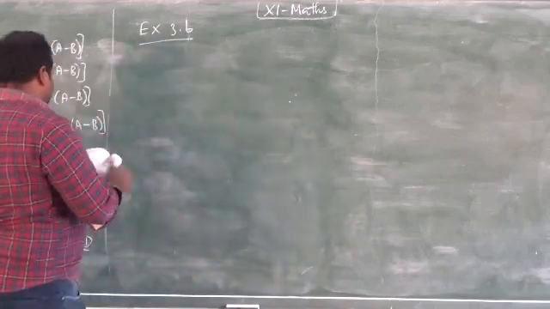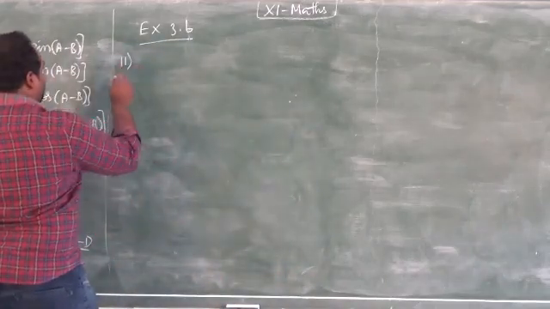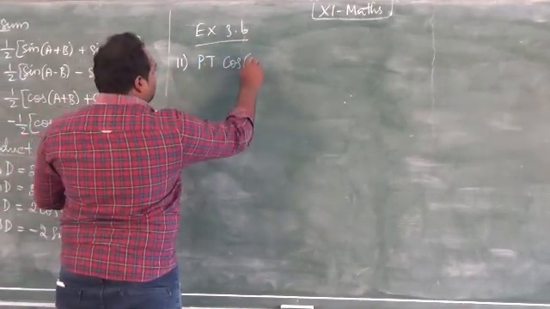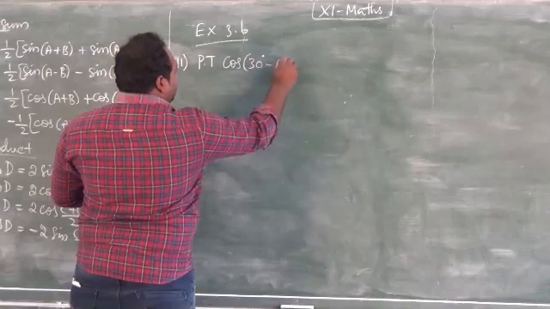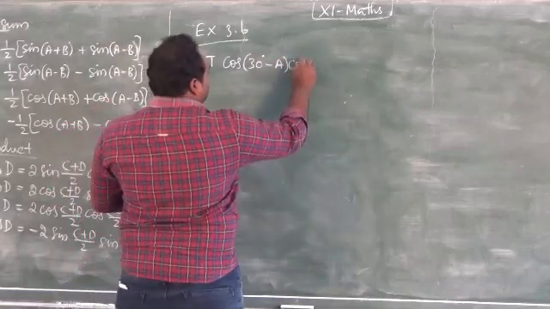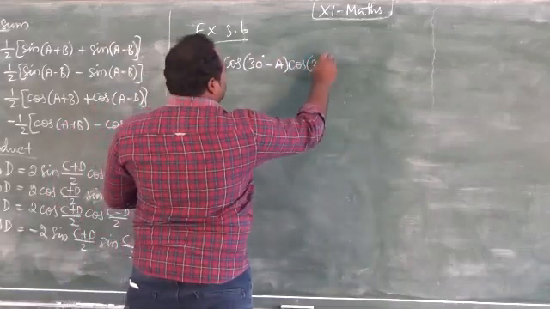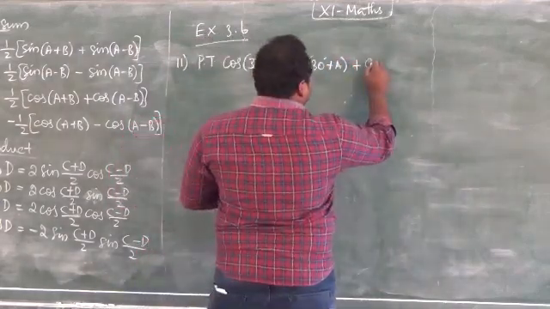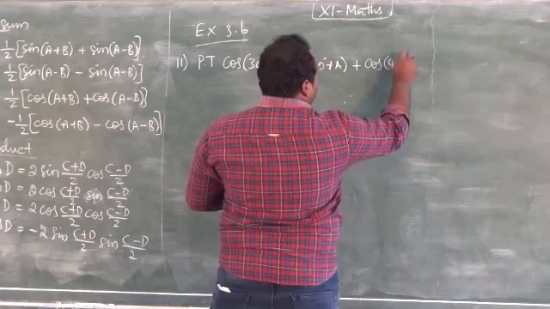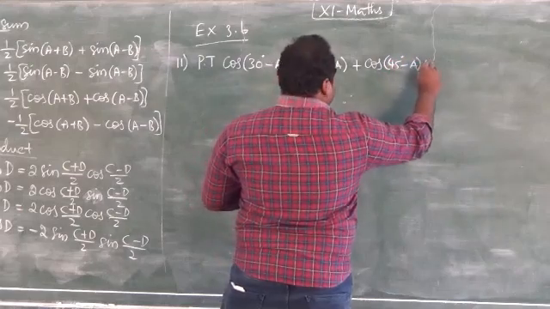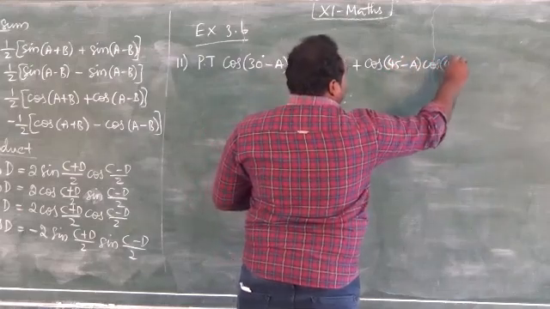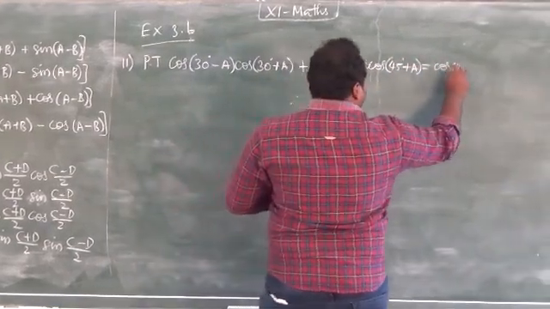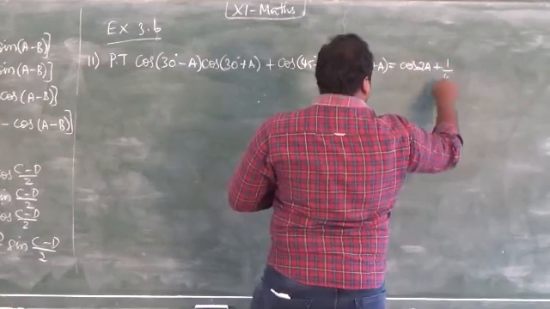Problem number 11 is: prove that cos(30° − A) cos(30° + A) + cos(45° − A) cos(45° + A) = cos 2A + 1/4.